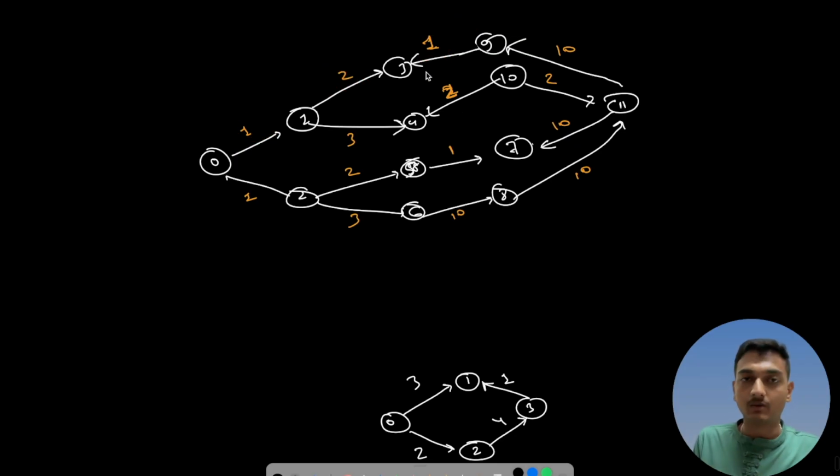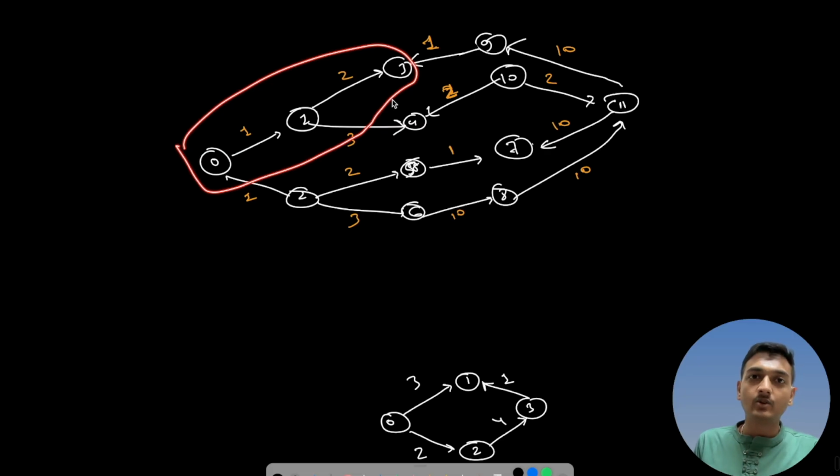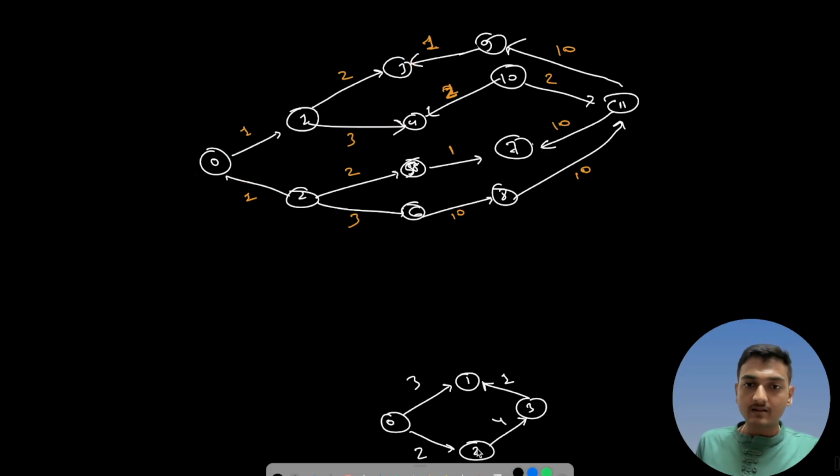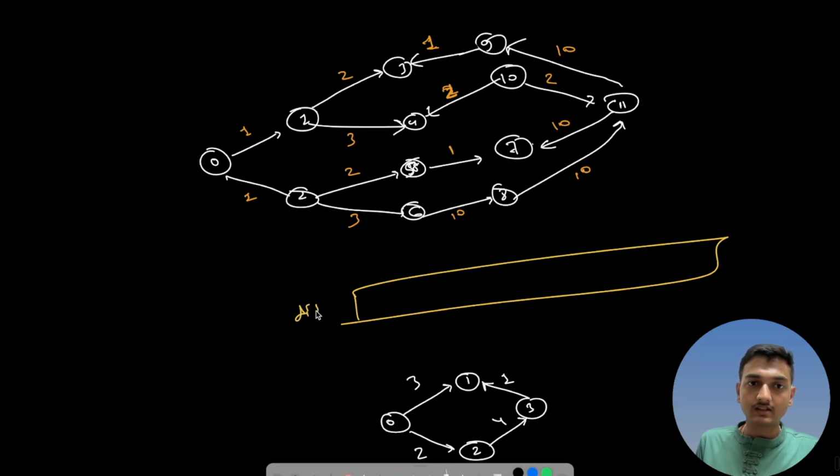Let me explain again. Okay, so 0 to 3 is fine. Let me draw the table also, that will help us. So this is 25, 9, 11.